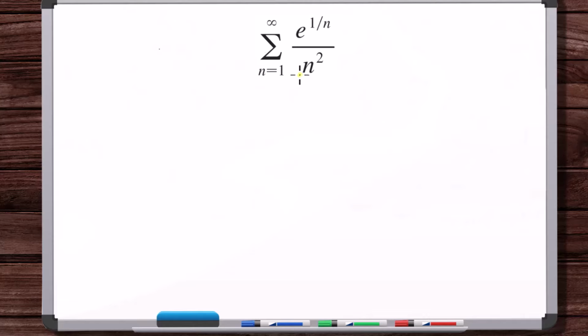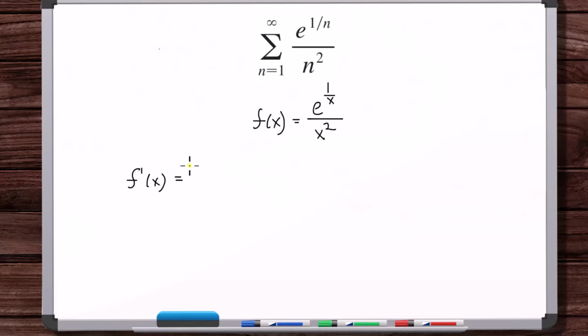Looking at this, I think about an integral because the derivative of 1 over n is minus 1 over n squared. And so we can evaluate the integral easily here. So let's look at the integral test. All right, that's valid. There's no issues with going from n to x. Now, is this decreasing? Yeah, it should be, because f prime of x is going to be e to the 1 over x times minus 1 over x squared.